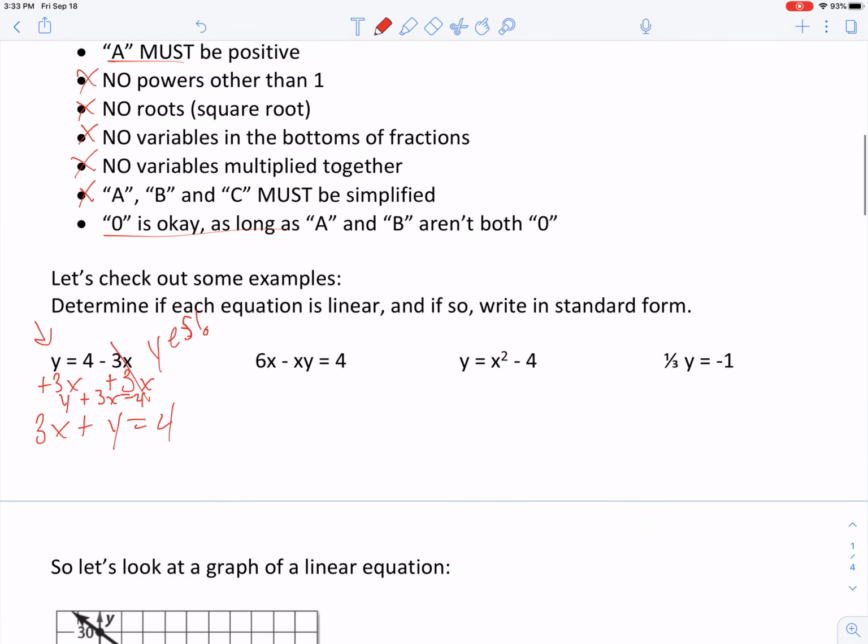Okay, so double check. Is x negative? Nope, it's good to go. Are 3, 1, and 4, right? There'd be an imaginary 1 there. Are they simplified? Can something divide into all 3 of those? No? All right, then that's good. And no fractions, decimals. Your answer is 3x plus y equals 4.